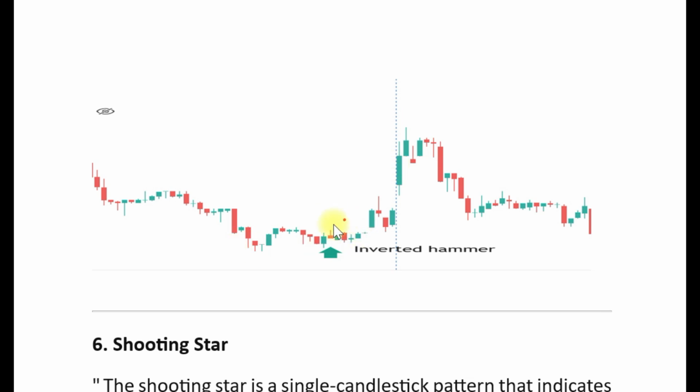The color of the body doesn't matter, but an inverted hammer formed with a green body gives you a strong bullish signal. Here a red candle is formed, but the color doesn't matter. If a green candle is formed, then it gives you more bullishness.